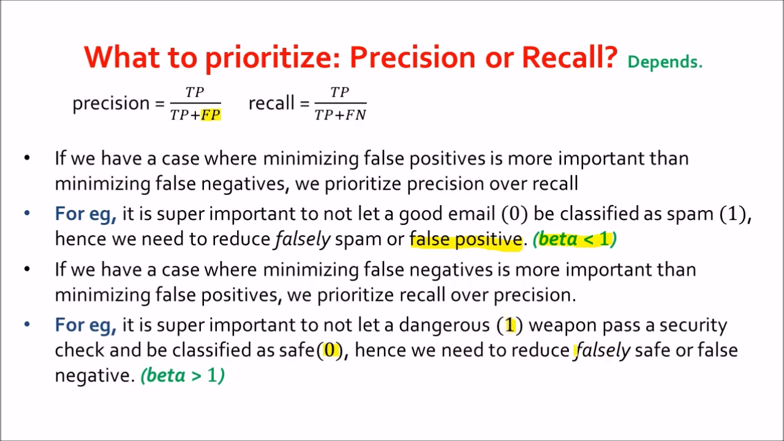So we need to reduce the number of falsely safe cases, or to say, we need to reduce the number of false negative cases. And when we reduce the number of false negatives, we are increasing our recall value, and hence we need to let beta be greater than 1 to tell the classifier that we want to give recall more importance than precision in this case. We wouldn't mind if we classify a scissor or a comb as a dangerous item. Those items will be cleared at the second stage of checking whether they are really dangerous or not. But what we really want is not to let a dangerous item be classified as safe. Hence we let beta be greater than 1.